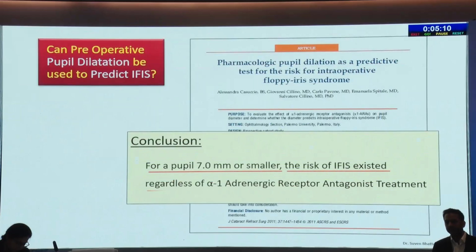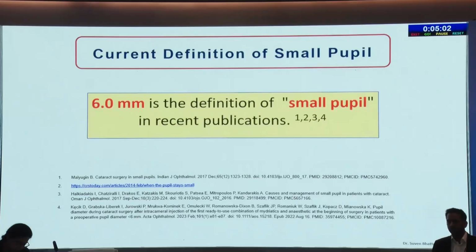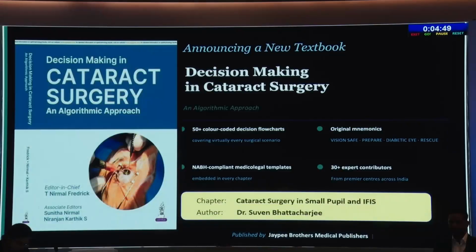Now, can we predict which pupil size would land up in IFIS? Unfortunately, no. Even a 7 millimeter pupil can land up in IFIS. So, the current definition of small pupil based on literature is 6 millimeters. 4.5 is something which we have talked about in the past, and intraoperative miosis or small pupil is defined as 6 millimeters.